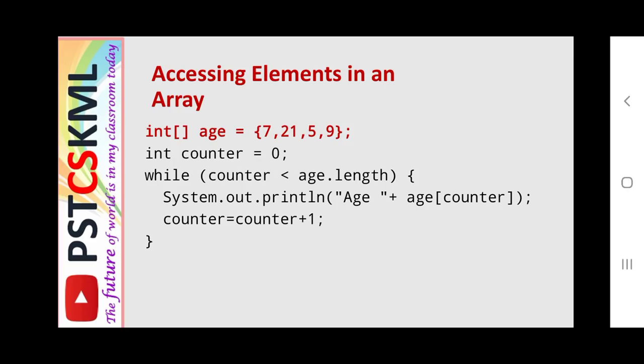So for age, the first one is index 0, the second one is 1, the third one is 2, and the fourth one is age 3. The first time you enter, the counter is 0, so age[0] means you will find the first value, which is 7. Okay, age[0] is 7, age[1] is 21, age[2] is 5, age[3] is 9.